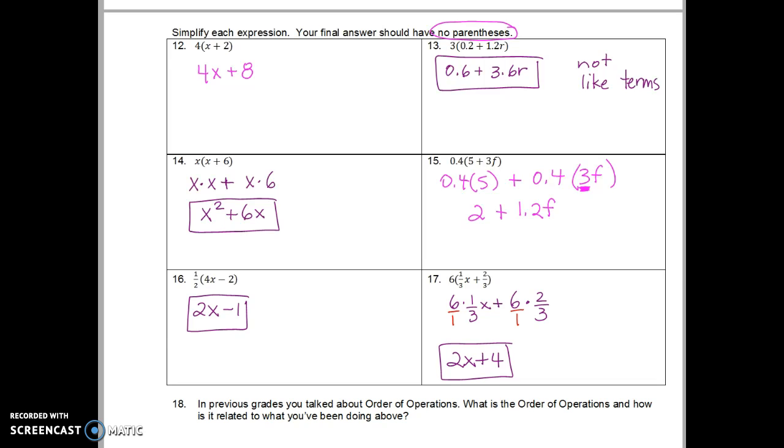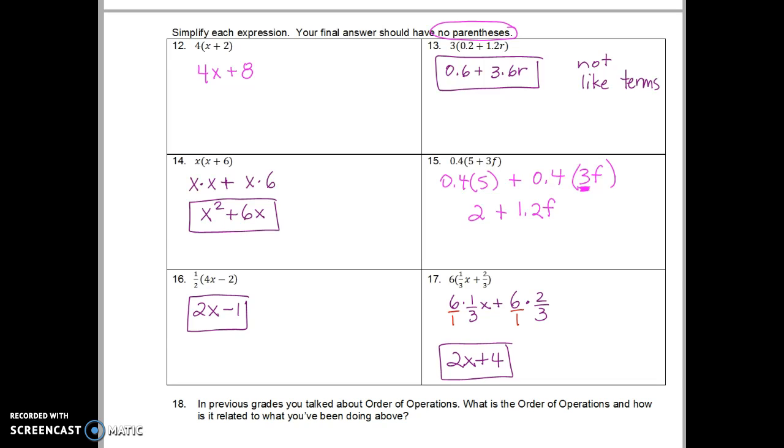Number 14, x times x is x squared, and you should know that from the x squared tile. So the final answer is x squared plus 6x. Obviously, you can't add those two together, and you know the differences in shapes between an x squared tile and an x tile. Number 15, 2 plus 1.2f.